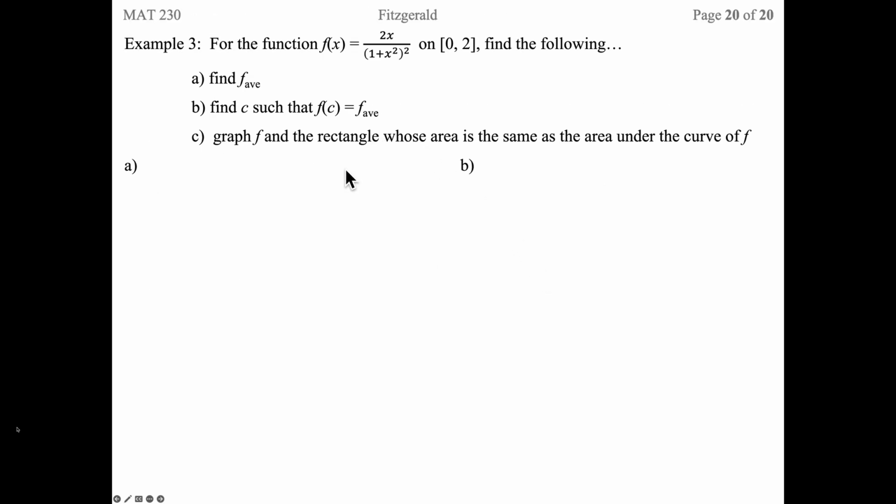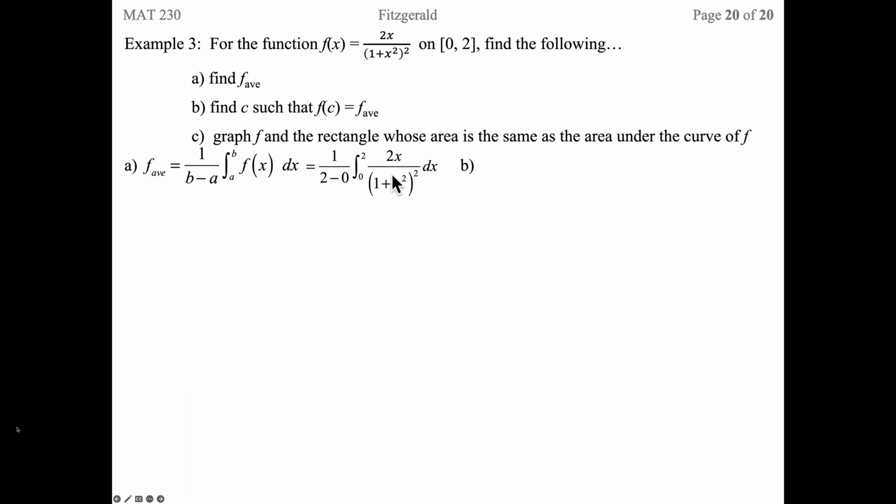All right, another example for the function f of x is equal to 2x over (1 plus x squared) all squared, on 0 to 2. Find the same three things again: the average function value, we'll find the c, and we'll make the graphs. So my formula, 1 over b minus a, so 1 over 2 minus 0, that will be a half, integrate from 0 to 2 of 2x over (1 plus x squared) squared dx.